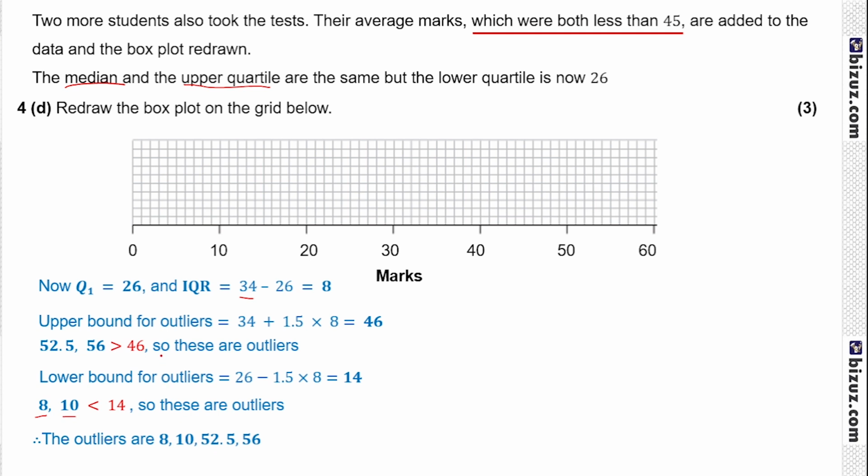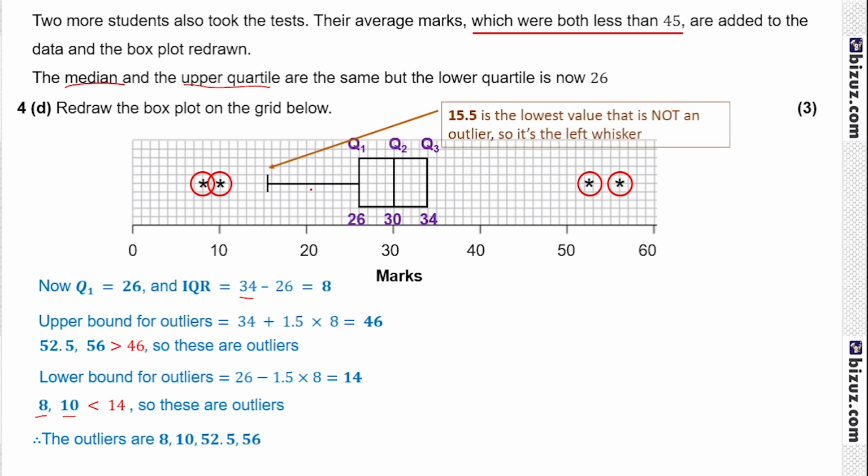Now we have all the information that we need to draw this diagram. First, let's draw in the quartiles like before. So the only difference here is that Q1 is now 26. These two are still the same. Now let's fill in the outliers. So there are 4 now at 8, 10, 52.5, and 56. Last but not least, we'll fill in the whiskers. So the left whisker is now 15.5.